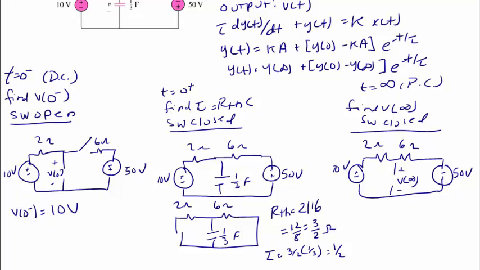There are several ways to do this problem. Probably one of the easiest is to just do KVL, the sum of the voltages around the loop, where we label the loop current I. And what I have is -10 plus 8I minus 50 equals 0. 8I equals 60. So I is equal to 60 over 8, which reduces to 7.5 amps.